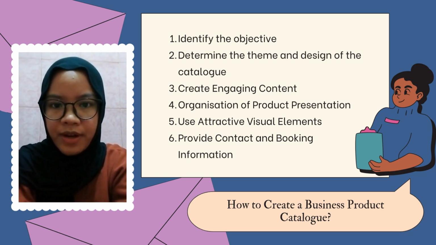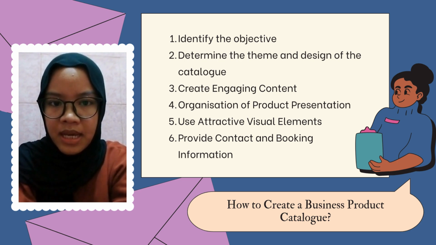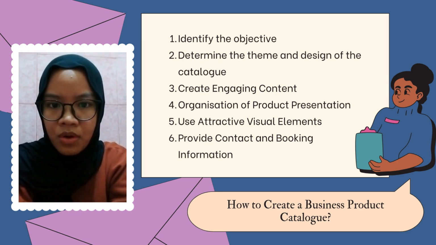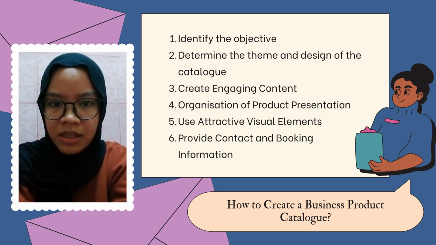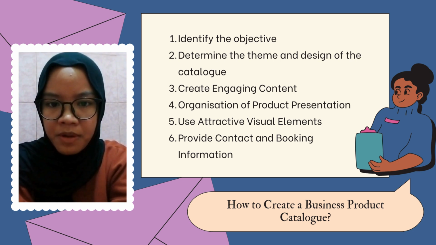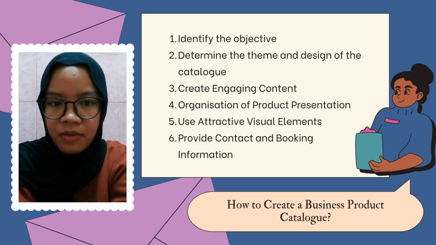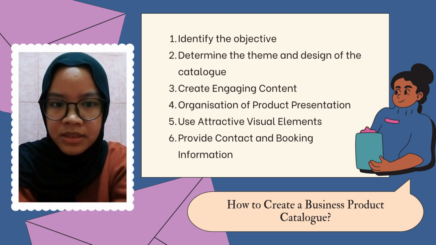Make sure to provide clear contact information and ordering links in your product catalog. Include your phone number, email address, and website address so that consumers can easily contact you and place an order. If you have a physical store, also provide the store address and opening hours so that consumers can visit the store directly.